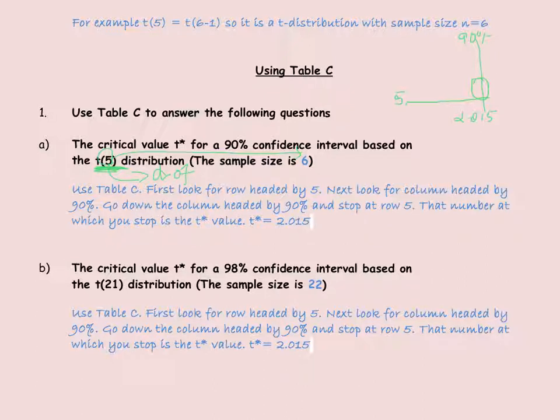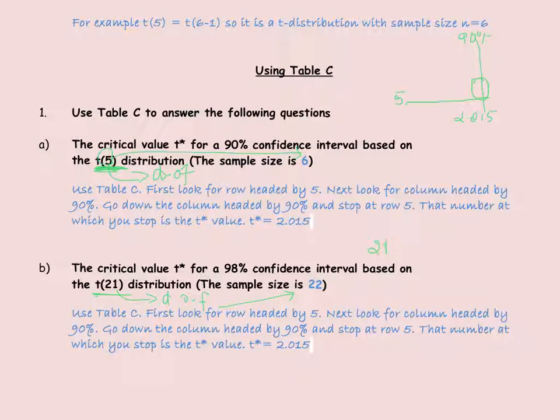Now the next problem says find the T star value for a 98% confidence level. So we have a T21 distribution. So a T21 distribution would tell us that the degrees of freedom is 21, which means that the sample size is 1 greater, which is 22. Using table C again, we first look for degrees of freedom 21. So it's the row headed by 21.